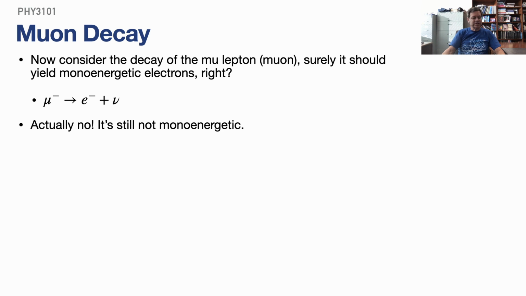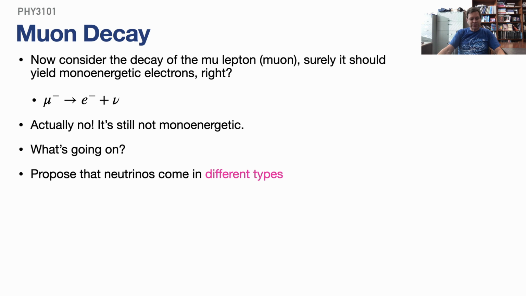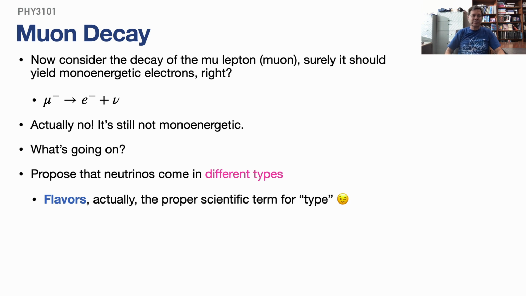But actually, no, that's not enough. The electron energy is still not monoenergetic. Even though this looks like a two-body decay, so the electron should have a fixed amount of energy, it's not at all. So what's going on? Well, we come to the conclusion that neutrinos have to come in different types. Or to use the proper term in particle physics, they come in different flavors. It's pretty silly, but in fact, that's our term for different types of particles that are of the same species.